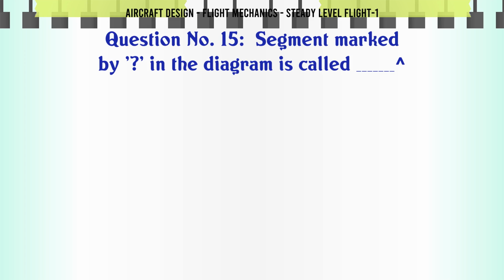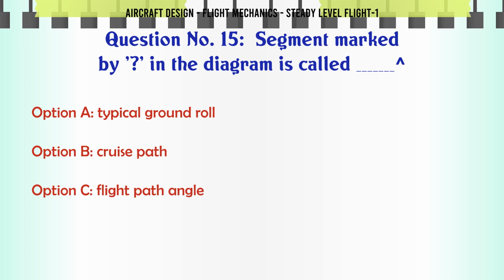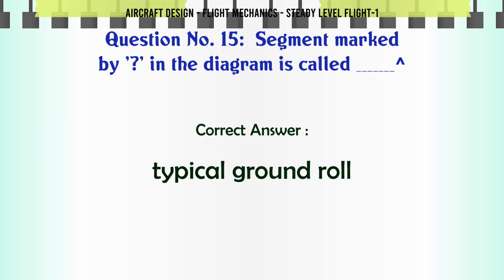Segment marked in the diagram is called A: Typical ground roll, B: Cruise path, C: Flight path angle, D: Free stream velocity. The correct answer is typical ground roll.